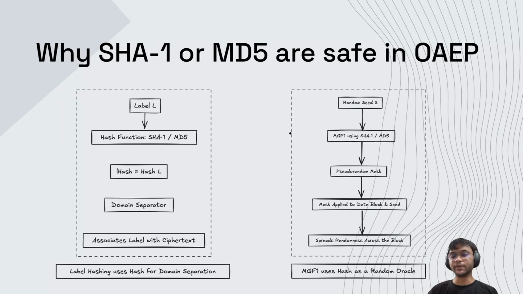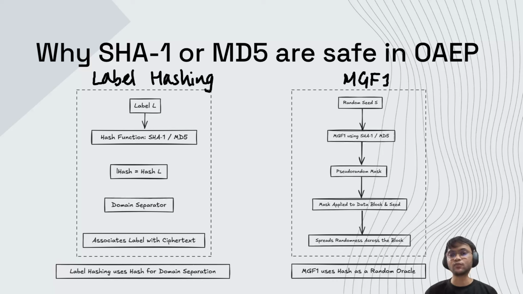Remember earlier in our discussion, we mentioned that using SHA-1 or MD5 is perfectly safe in case of OAEP. Let's understand why that's the case. In OAEP, we use a hash function for two operations. One is label hashing, and the other is in the MGF, and in RSA, it's mentioned as MGF1. Let's take the first case. The hash function is used to compute a fixed length hash of an optional string, L. Even if this optional string is empty, we always get a hash.